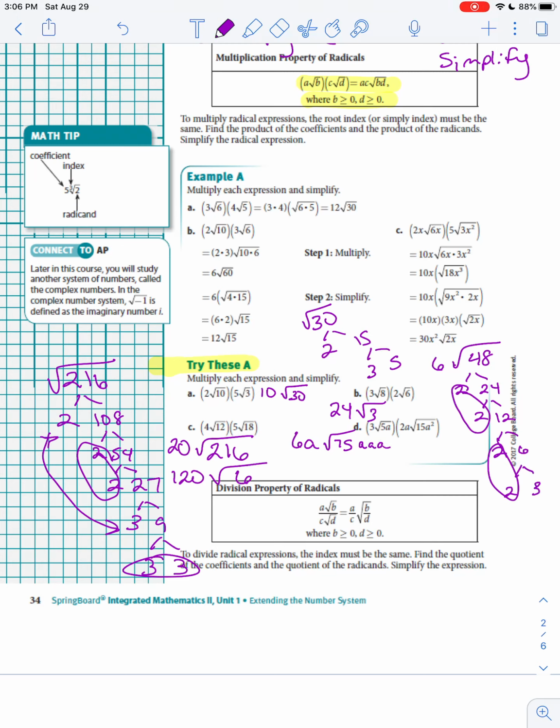Okay, well, a cubed is just a times a times a. That's going to help me do some breakdowns. All right, so 75 is 3 and 25, which is 5 and 5. So I can pull out a 5, and I can pull out an a. 5 times 6 is 30. A times a is a squared. And then left inside, it appears we have a 3 and an a. So we're going to keep a 3a inside.